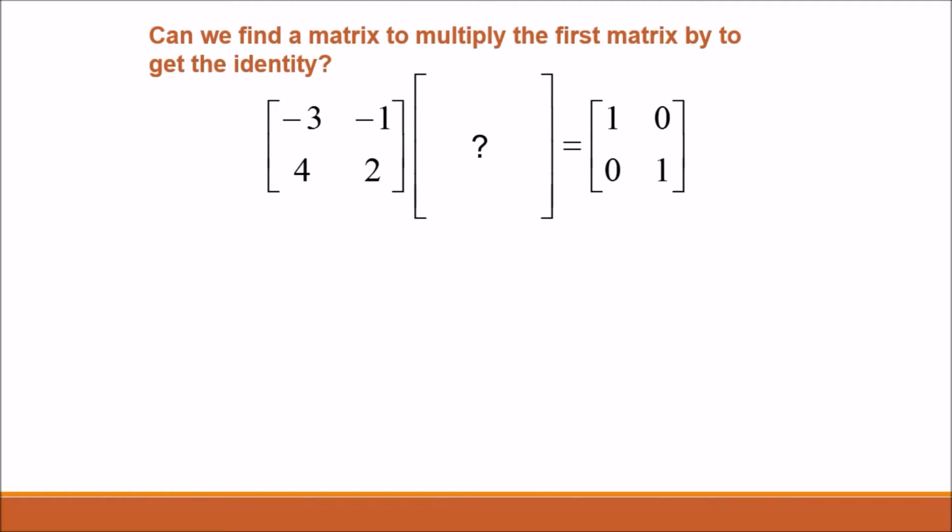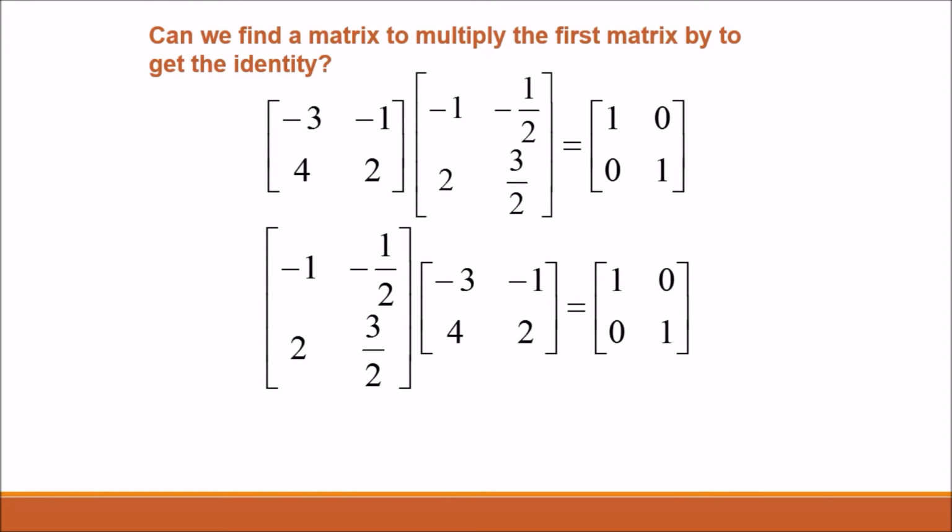So can we find a matrix to multiply the first matrix by to get the identity? Of course. And it is only possible if you are having an inverse of that matrix. For example, this is the inverse of this matrix. So if we multiply both of them, the answer will be an identity matrix, no matter in which order you are multiplying them.